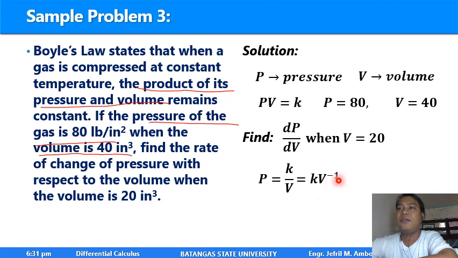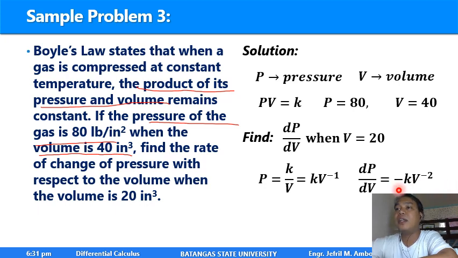Now, so we can now differentiate this. Okay? Remember, this is a constant and this is a variable. How do we differentiate P with respect to V? So this exponent becomes a multiplier here. So that will be negative K V to the, so you subtract 1 from the exponent here. So negative 1 minus 1 is negative 2. So we will get dP over dV is equal to negative K V to the negative 2.